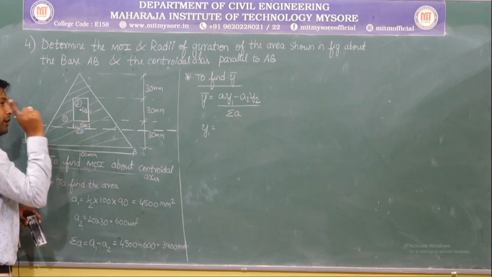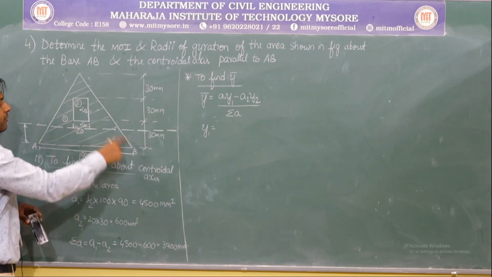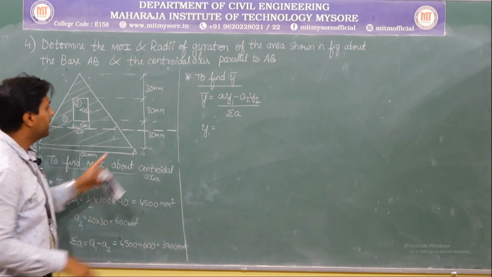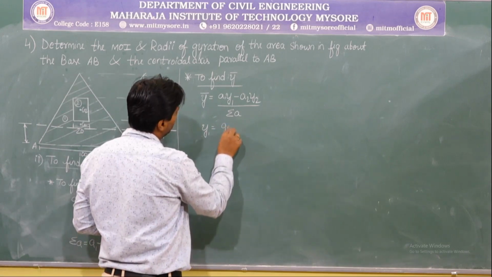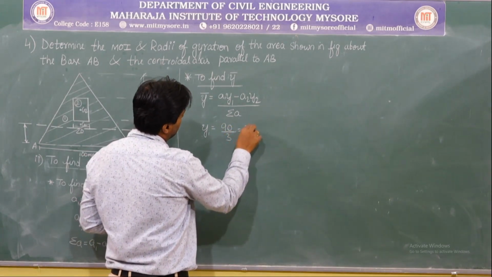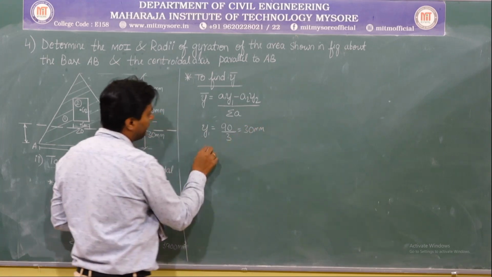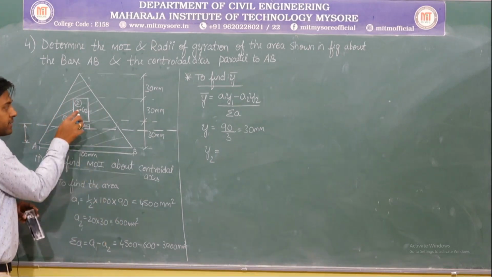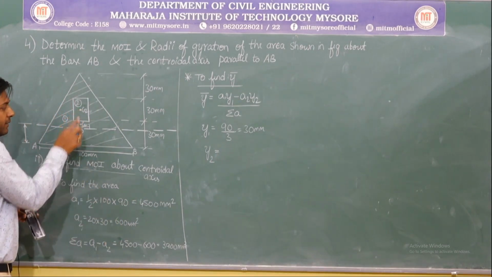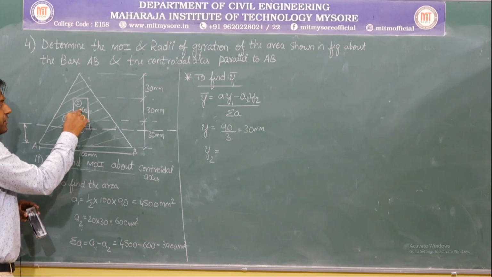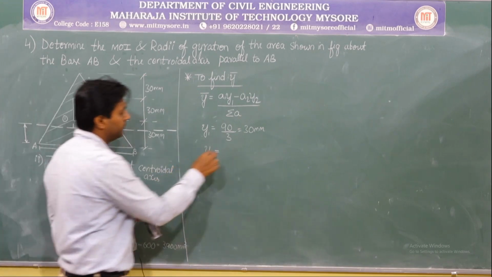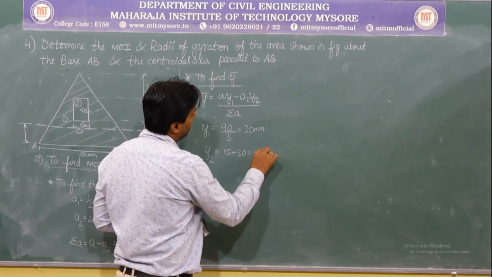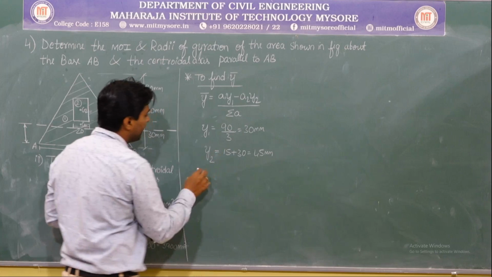Please remember, you need to remember the centroid formula. For a symmetric triangle, from the base, the centroid lies at a distance of h by 3. So it is 90 by 3, that is 30 mm. Similarly, let me go with y2. So what is y2? y2 is the distance between the centroid of the concerned diagram and the reference axis. What is this distance? 15 plus 30. So how much is that? 45 mm.